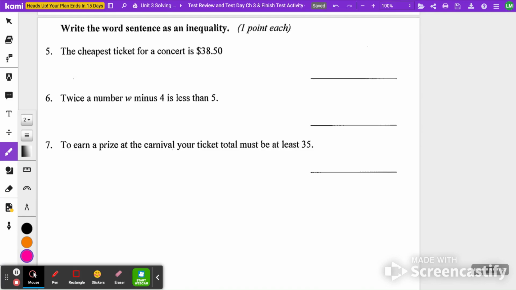Number 5 says, write the word sentences as an inequality. The cheapest ticket for a concert is $38.50. That just means it's equal to $38.50 or more. So x is greater than or equal to $38.50.